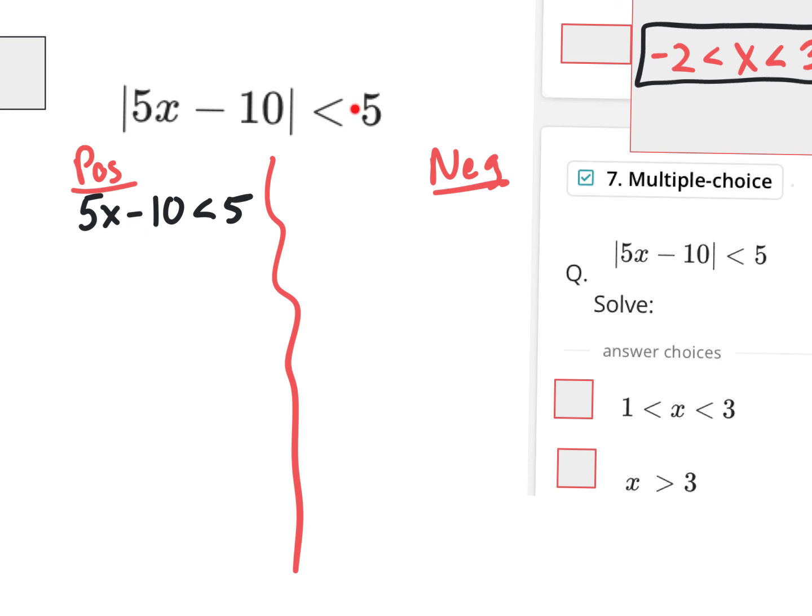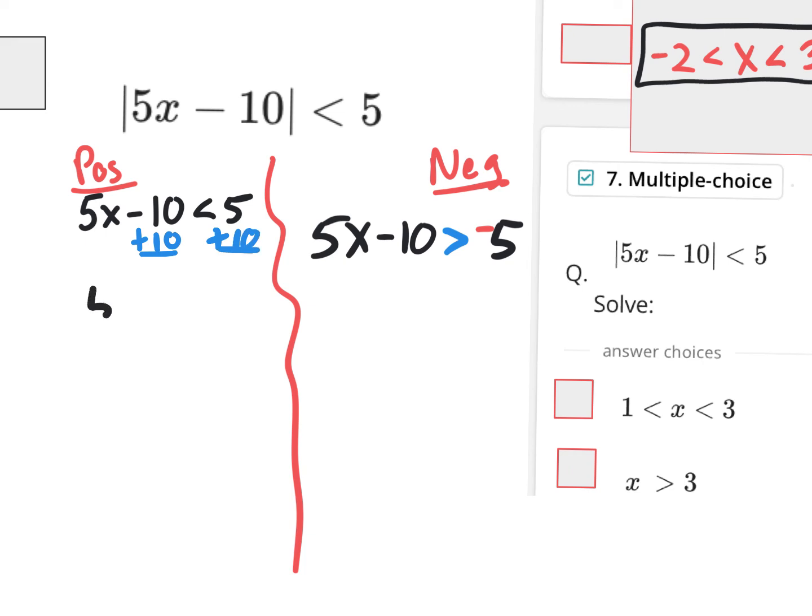We're still going to make this 5 negative. But in addition to that, we're also going to change the symbol for the negative situation. So the left side is still going to be the same, 5x minus 10. You're going to have to flip that less than symbol to a greater than symbol. And of course, change the 5 to a negative 5. So on the negative situation of an absolute value inequality, you not only change the sign of the right side, but you also change the sign of the inequality. Okay? Now let's solve both. We're going to go plus 10.